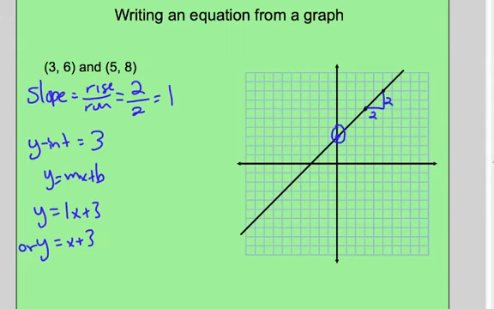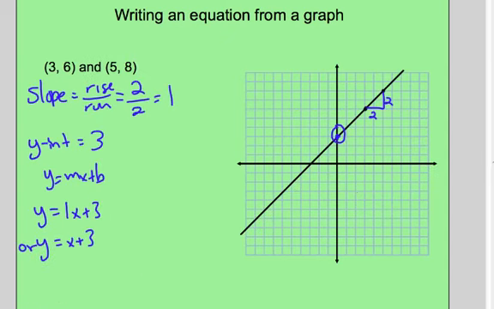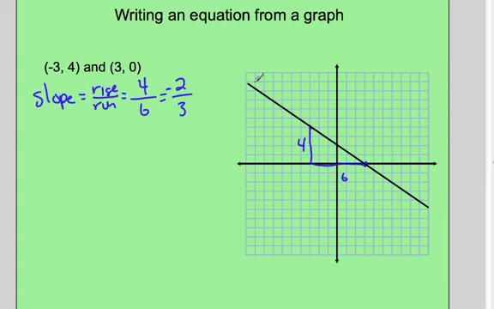Let's go back and look at the last 2 examples. This one goes up from left to right. This one goes up from left to right. So both of those are positive. This one is negative because it goes down from left to right.